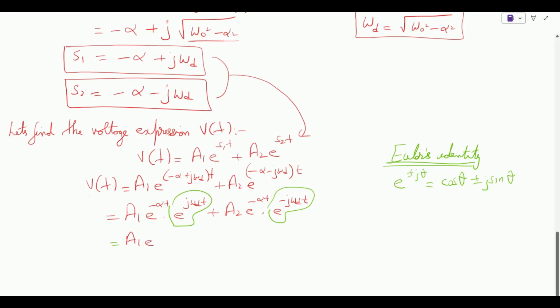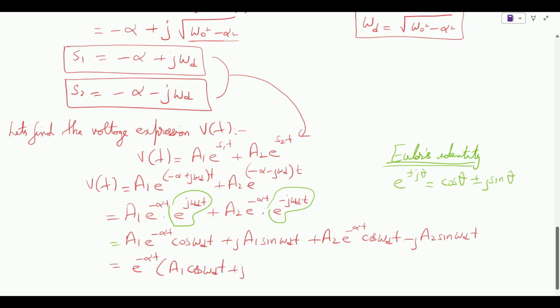a1 e raised to power minus alpha t, and this term comes out to be, since it's a positive sign, cos of theta, which will be omega dt, plus j a1 sine of omega dt, plus for the second element a2 e raised to power minus alpha t cos of omega dt minus j a2 sine of omega dt. Further simplification can be performed by taking the exponential alpha t to be a common factor. So we'll be left with a1 cos of omega dt plus j a1 sine of omega dt plus a2 cos of omega dt minus j a2 sine of omega dt.